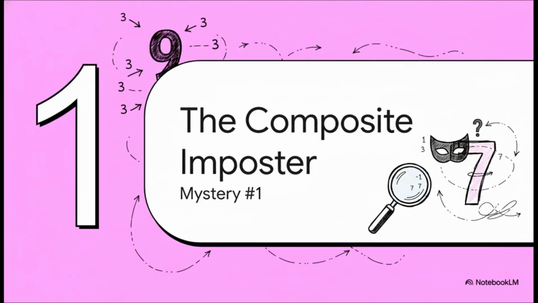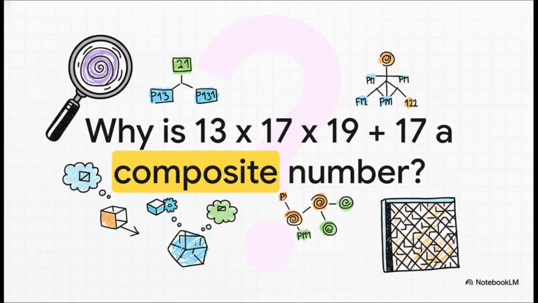Okay, let's open our first case file. I like to call this one the composite imposter. We're looking at an expression that does its absolute best to look like anything but a composite number. But we're onto its game. And here is our suspect. At first glance, it just looks like a mess of multiplication and addition.